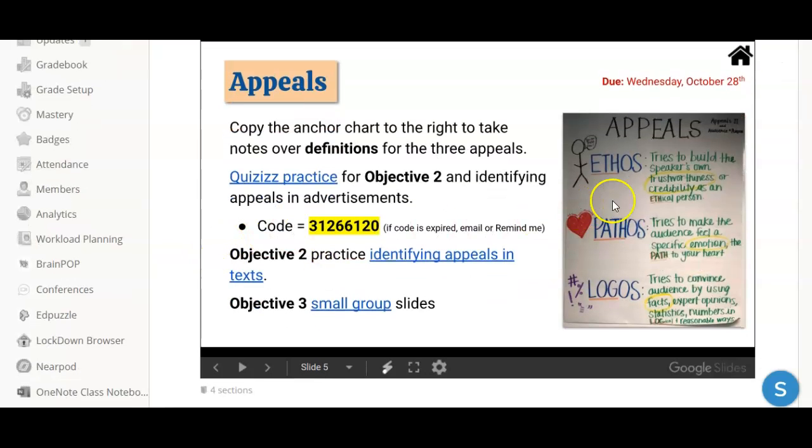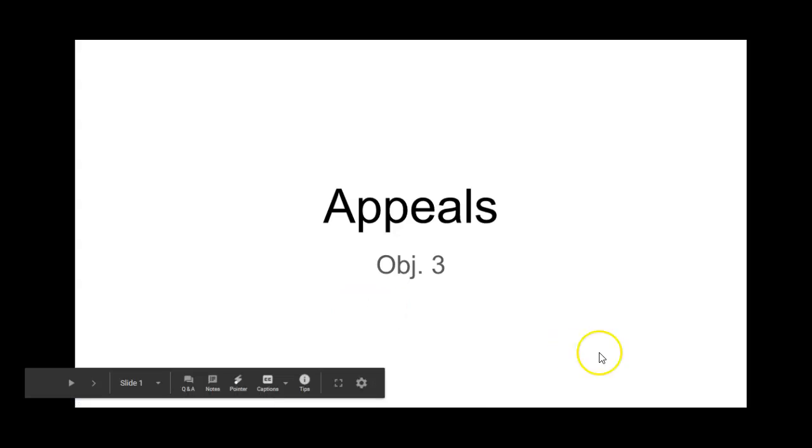On this slide, you can see that we have an anchor chart that has definitions of each of the types of appeals and an icon to help you remember those pieces. You also have some practice for Objective 2, identifying appeals in texts, which you will have on your test. The last spot is for Objective 3, where you have these small group slides that we're going to focus on for this video. Whenever you click on the small group link, it's going to open up this slideshow.